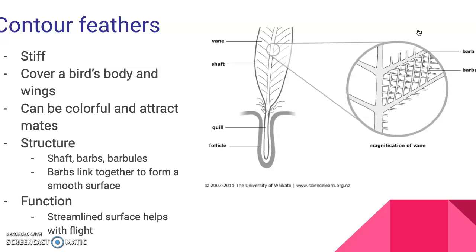And they are streamlined so that they can help with flight. So the reason why you want such a stiff and smooth surface is so that flight isn't impaired in any way.